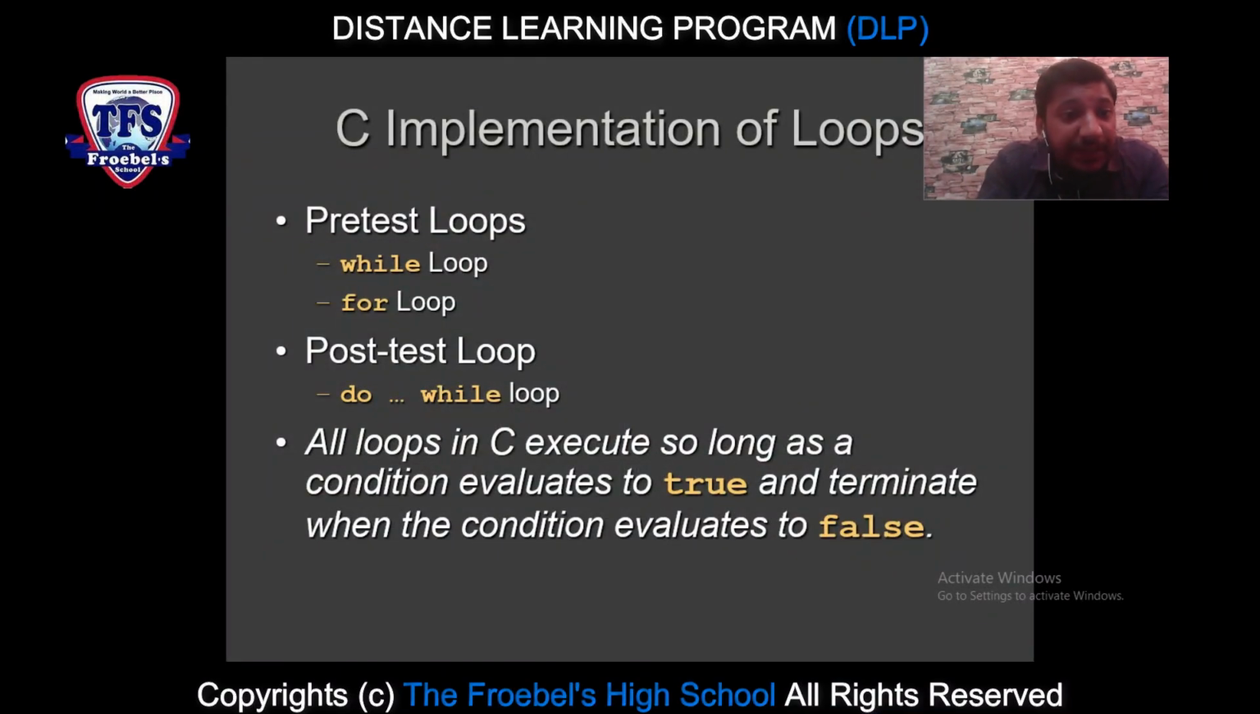So the while loop and for loop come under the pre-test loops, whereas in the post-test loops, there is the repeat until loop. Right? So all these loops execute as long as the condition evaluates to true and terminate when the condition value is false. Now in the coming online classes, we will do examples regarding pre-test loops and post-test loops.